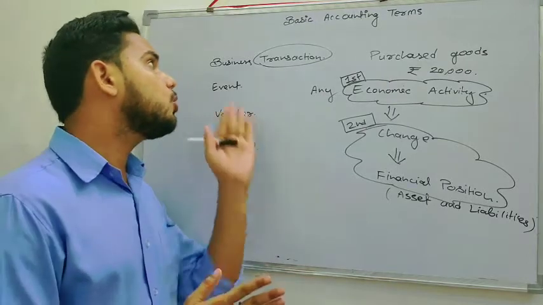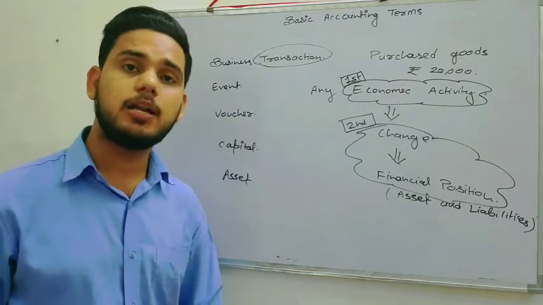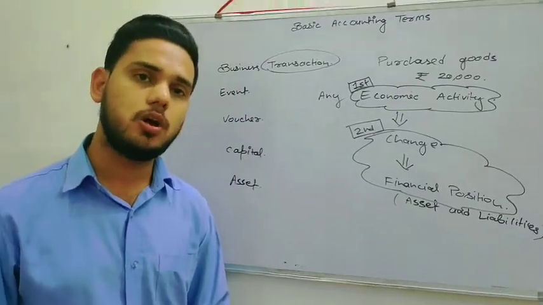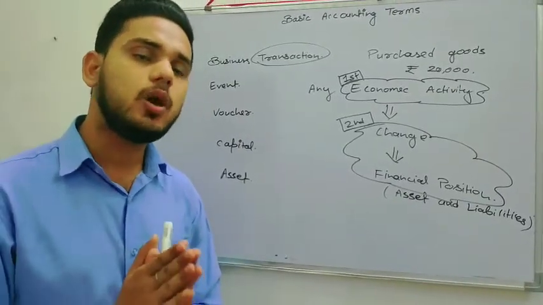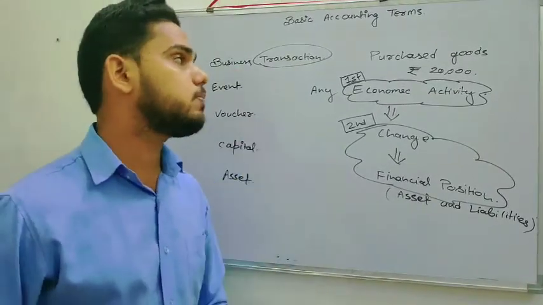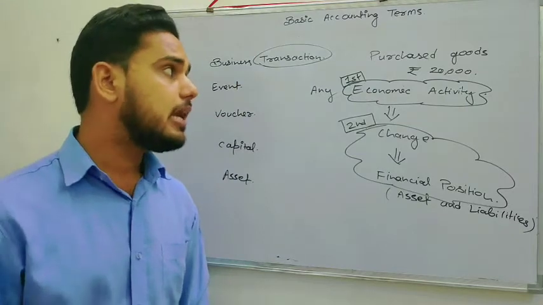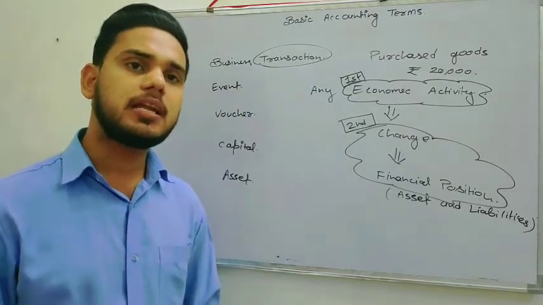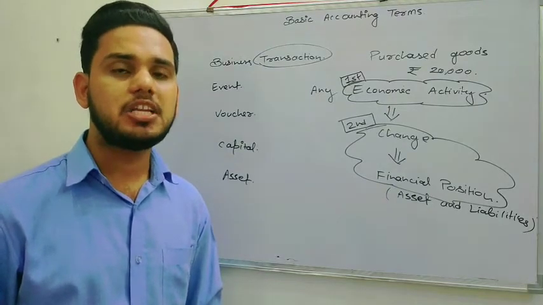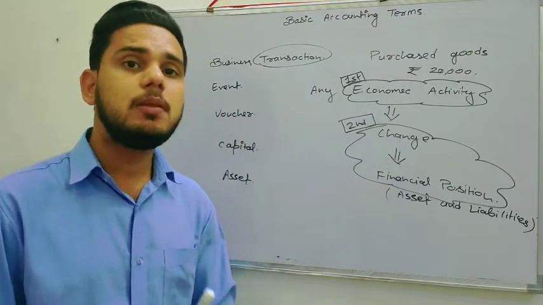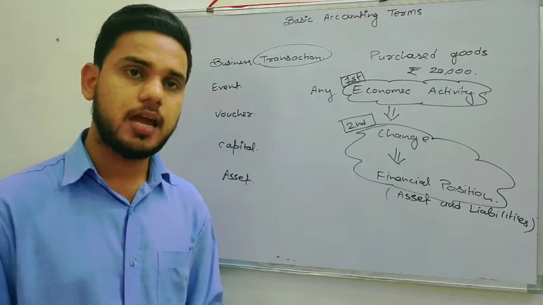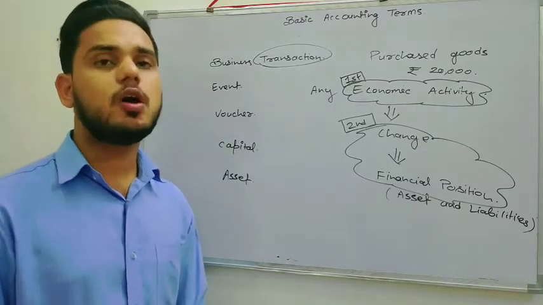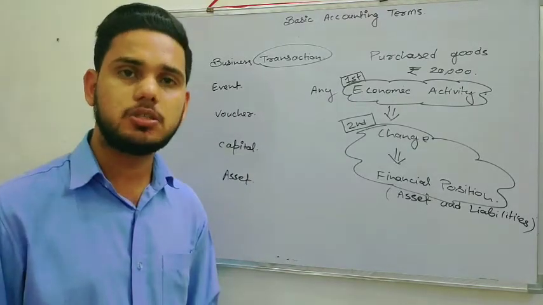So I hope now you can identify whether any particular activity is a transaction or not. The only one line you have to remember as the explanation of business transaction is: business transaction means any economic activity which changes the financial position of the business. Now let's move to our second term, which is event.